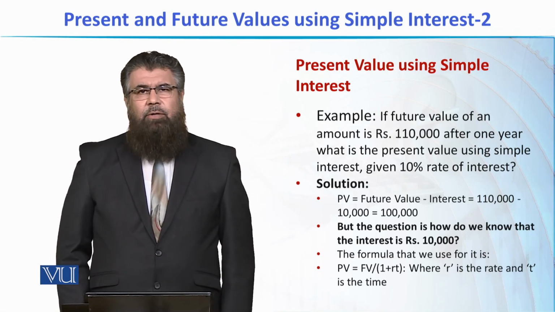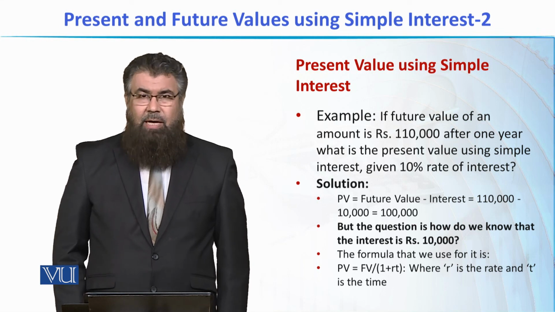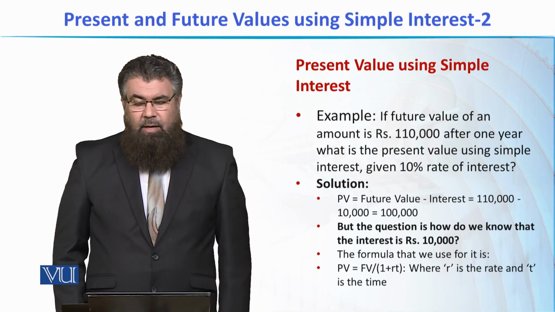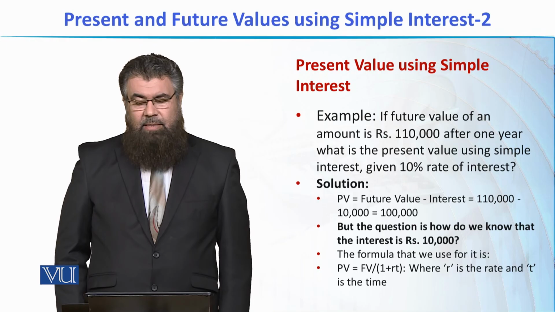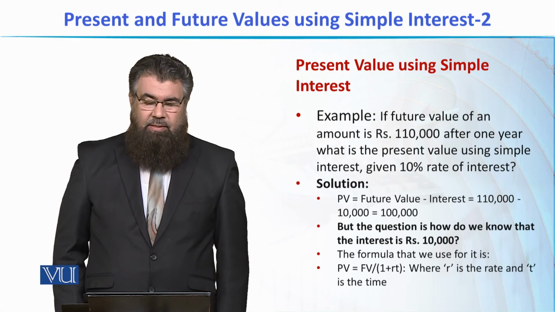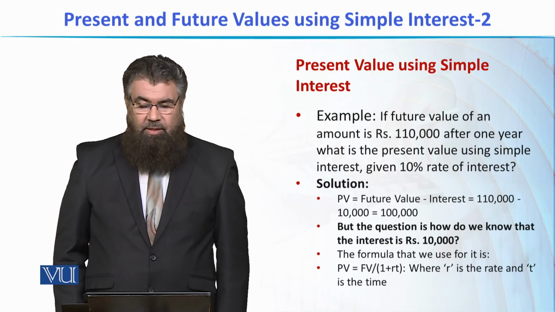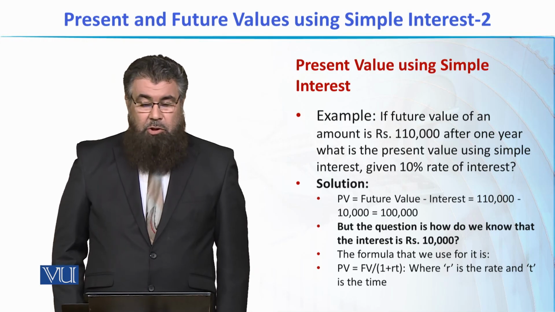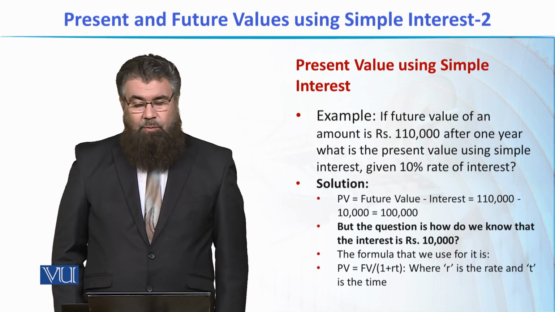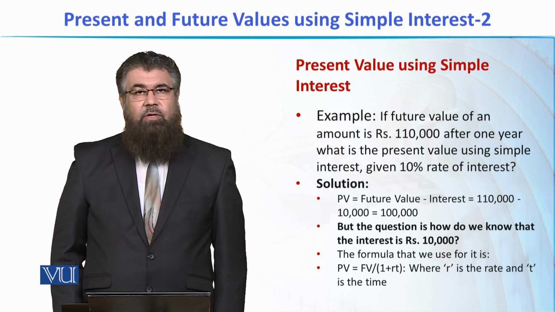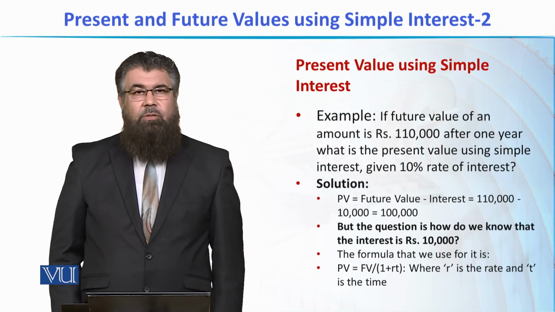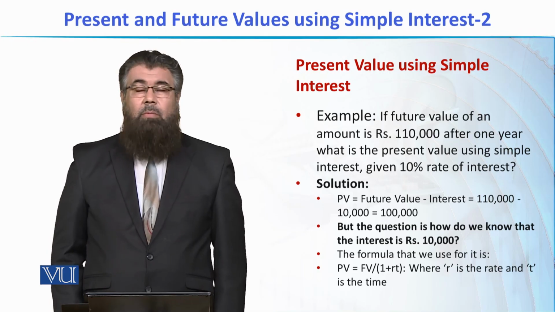Similarly, we can also calculate the present values, like the future value, using simple interest. Let's have a look at this example. If future value of an amount is 110,000 after 1 year, what is the present value using simple interest and 10% rate of interest? So if we know the amount of interest as we have previously calculated, 10,000, what we'll do is subtract the interest from the future value and we get the present value. That is 110,000 minus 10,000 is equal to 100,000.